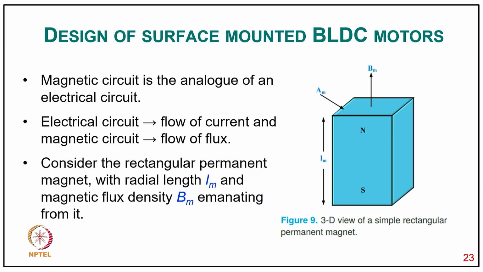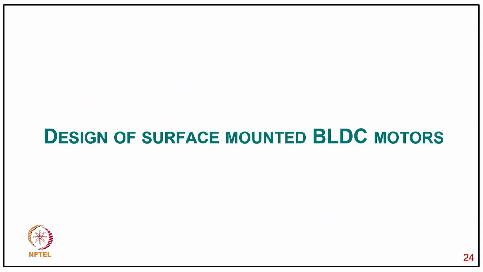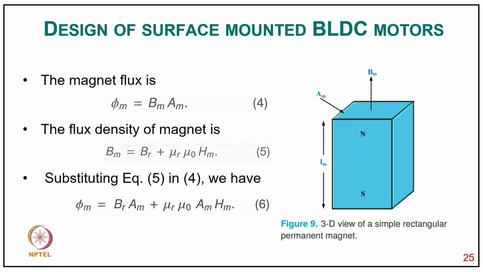Now coming to the typical design of a surface mounted magnet brushless DC motor. The magnetic circuit is analogous to an electric circuit. In an electric circuit there is a flow of current, and in the magnetic circuit there is a flow of flux. Consider a rectangular magnet with radial length L_m and magnetic flux density B_m emanating from it. Here you can see the 3D view of a simple rectangular magnet. Now coming to the design of the surface mount BLDC motor.